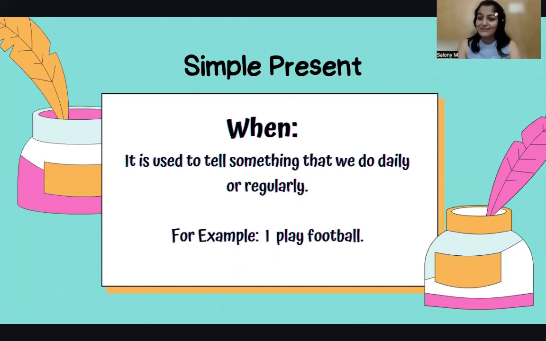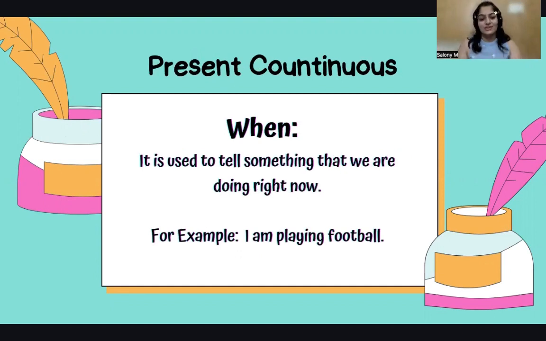When we use simple present tense, it is used to tell something that we do daily or regularly. Like I brush daily, I eat daily, what she or he does daily, or what you, we, or they do daily. That is simple present tense. I study daily, I go to office daily, or she goes to office daily.